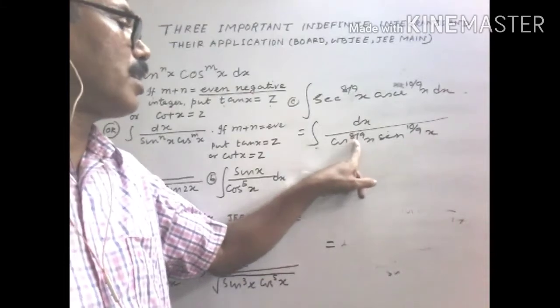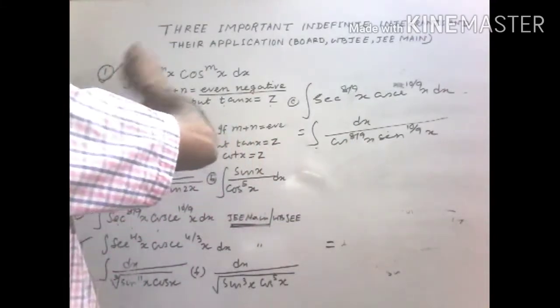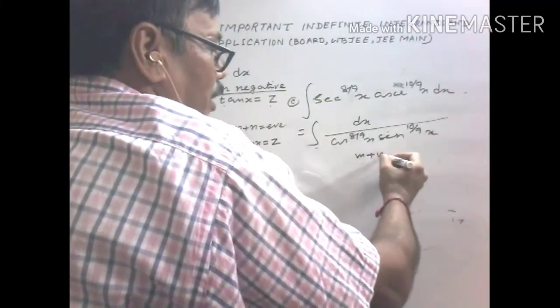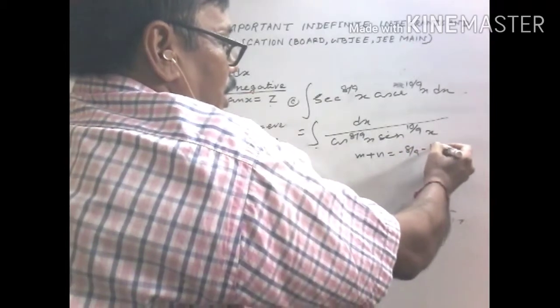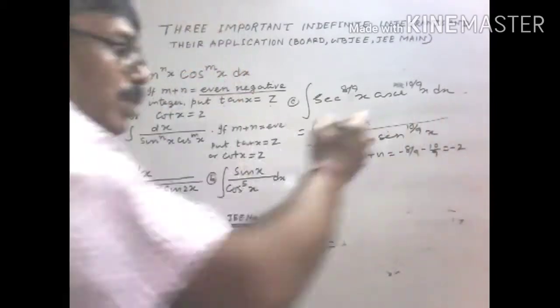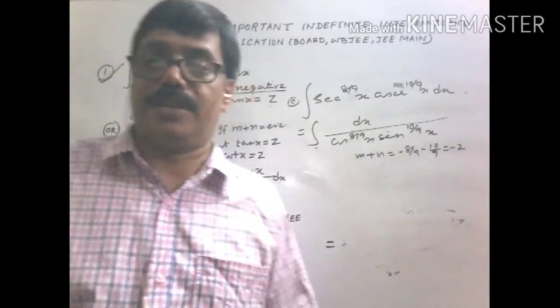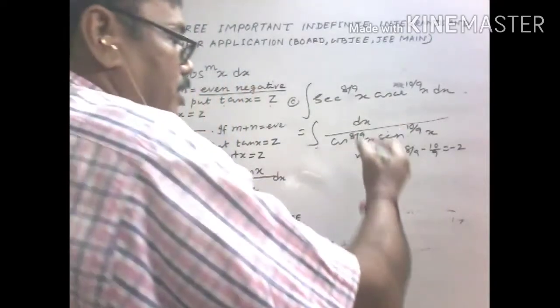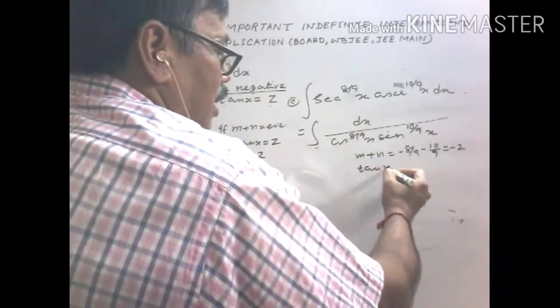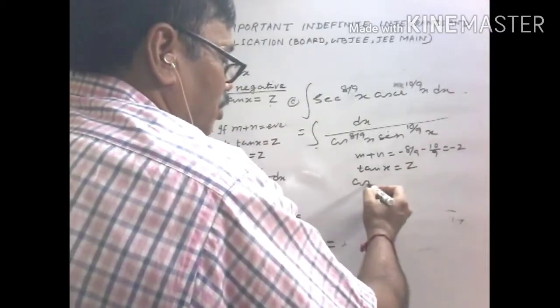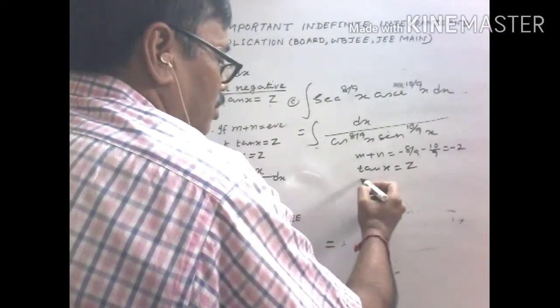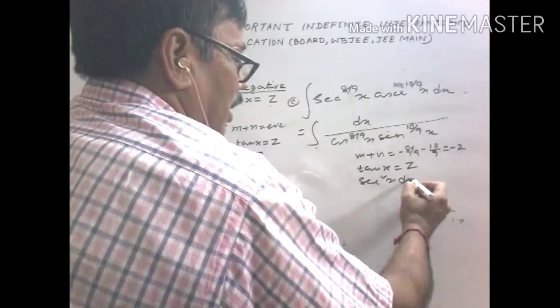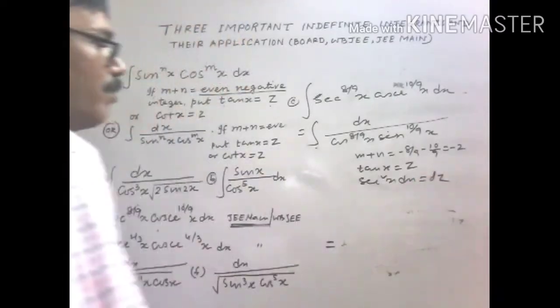M plus n is minus 8 by 9 minus 10 by 9, which is minus 2. So this is an even negative integer. So we put tan x equals z, or cot x equals z. So sec square x dx equals dz.